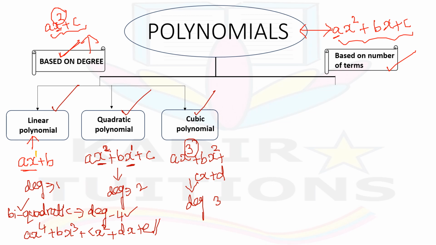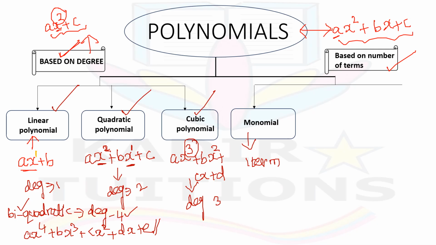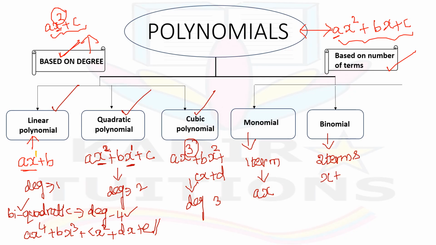Now we will see how we can classify the polynomial based on the number of terms. If only one term exists in a polynomial, then I can say it's a monomial. So I can write ax, which is a monomial. And if the polynomial has two terms, then it's a binomial. The term may be anything, not only x or only x square. So I can write x plus 2. This is a polynomial with two terms, one term and another term. That's the reason it's a binomial.